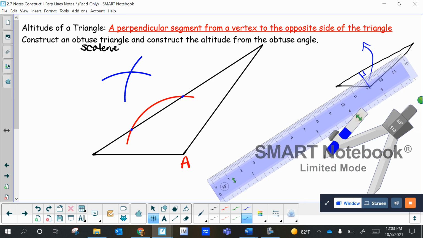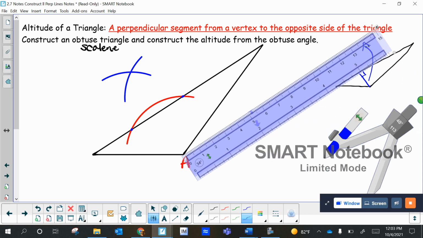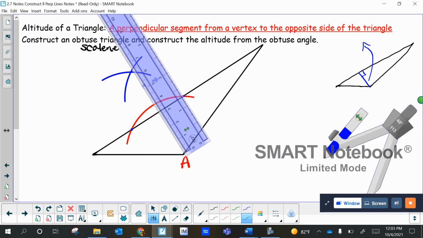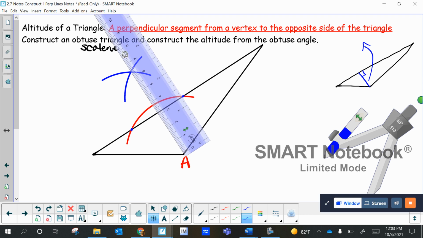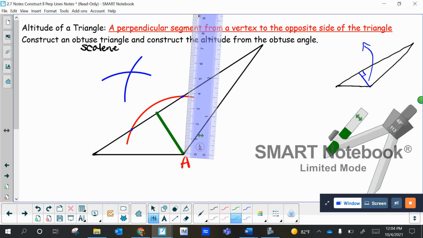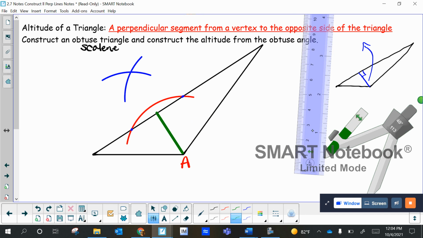And now I'm going to connect point A to that intersection point. And you want to make sure you're right on the vertex. And you want to make sure your ruler is going perfectly through that intersection point. And so now I'm just going to draw this segment right there, kind of like I did on my sketch. That's the whole point of the sketch. And so that should be a perfect right angle. And that right there is what you call an altitude.